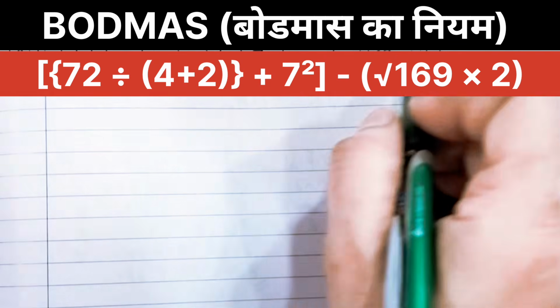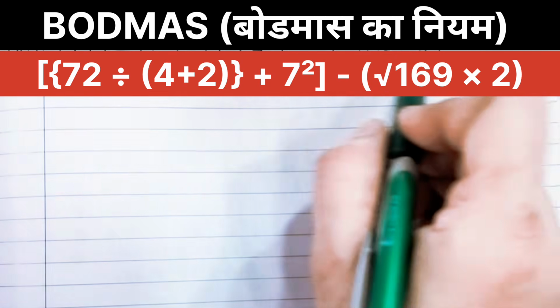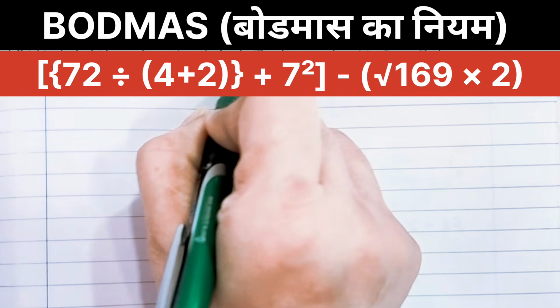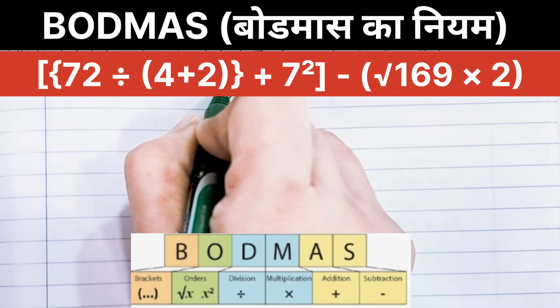Hello friends, now here is the step-by-step simplification of this math problem by using BODMAS rule, which takes the correct order of operation. First we solve bracket, small bracket, curly bracket, then square bracket.